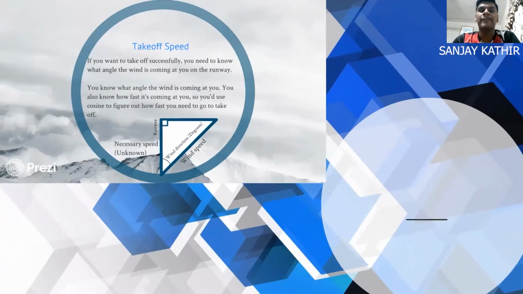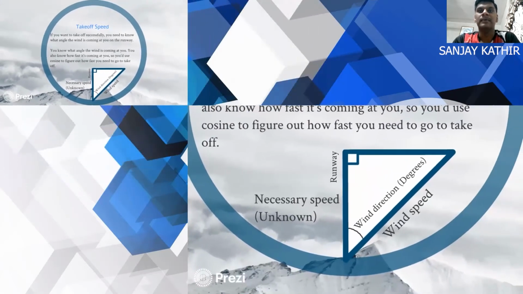Next, we are going to the takeoff speed. If you want to take off successfully, we need to detect at what angle the wind is coming onto the runway. Take a closer look at the triangle. There's a necessary speed at the runway according to the plane. The wind speed can be detected easily from the triangle in the picture, so that we know how fast we need to go to take off the plane.